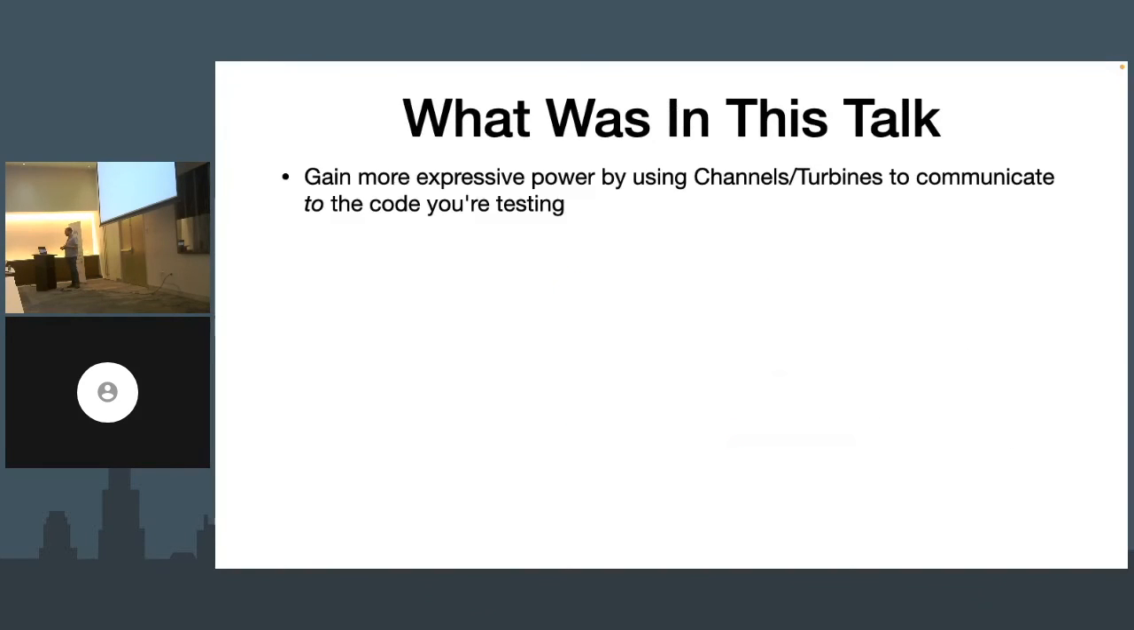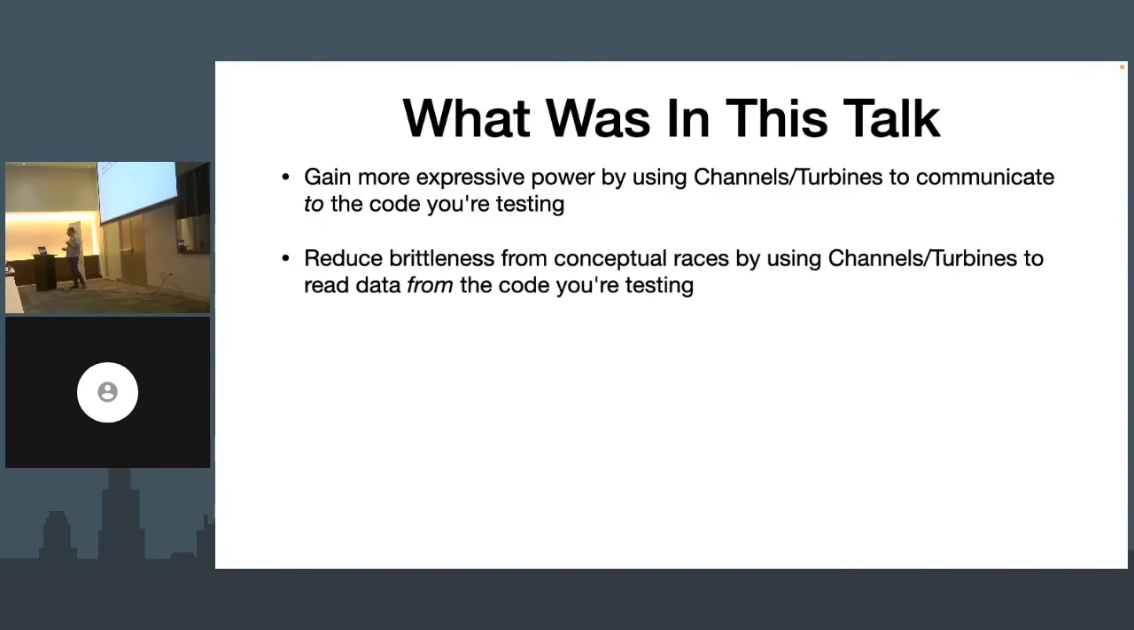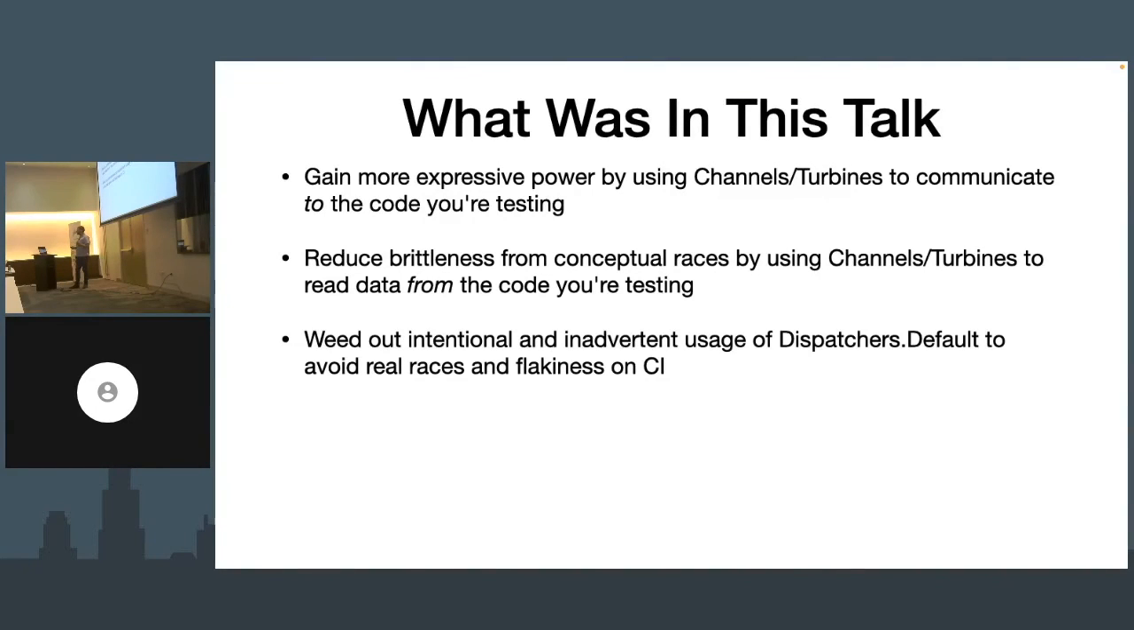So what was in this talk? You can gain more expressive power by using channels and Turbines to communicate to the code you're testing. You can reduce brittleness as well. Make sure to weed out any intentional or inadvertent usages of dispatchers that default to avoid real races and flakiness on CI. And use structured concurrency to keep tests self-contained.